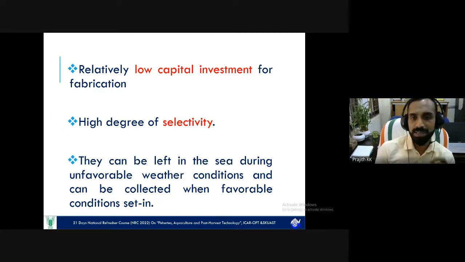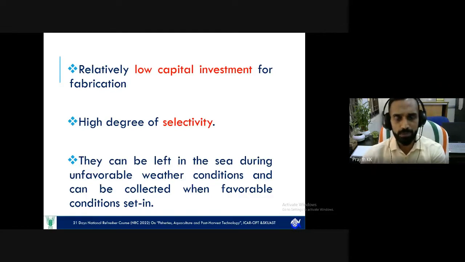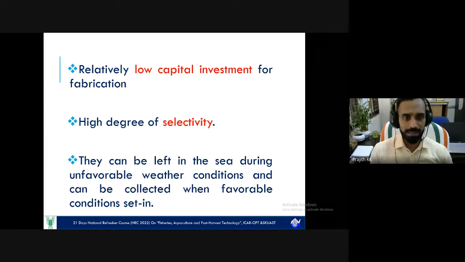Selectivity is another factor. We can decide what kind of fish we need. If we give the entrance in a bigger size, only the bigger fishes will enter and we can harvest the bigger fish. If we reduce the funnel or entrance, we can decide the size selectivity, and also the species selectivity, by using a suitable bait or structure of the trap, something like that.